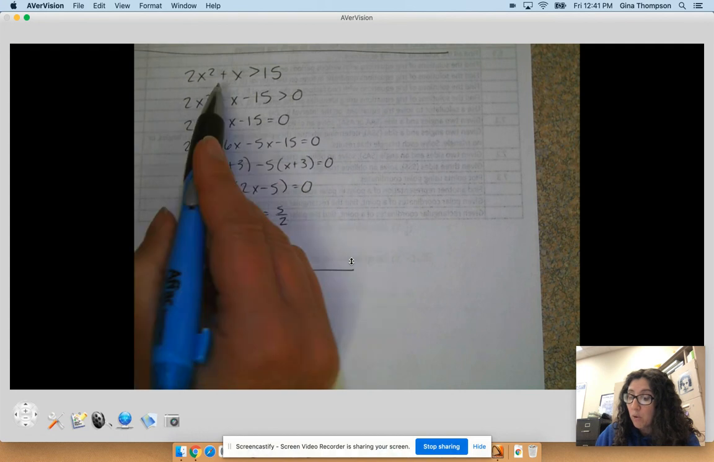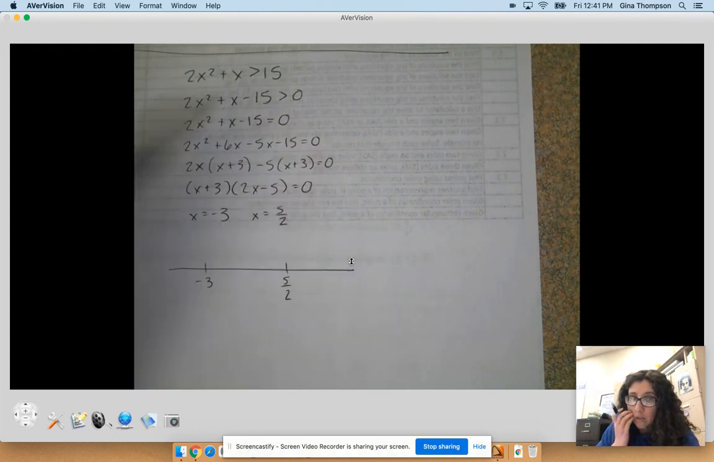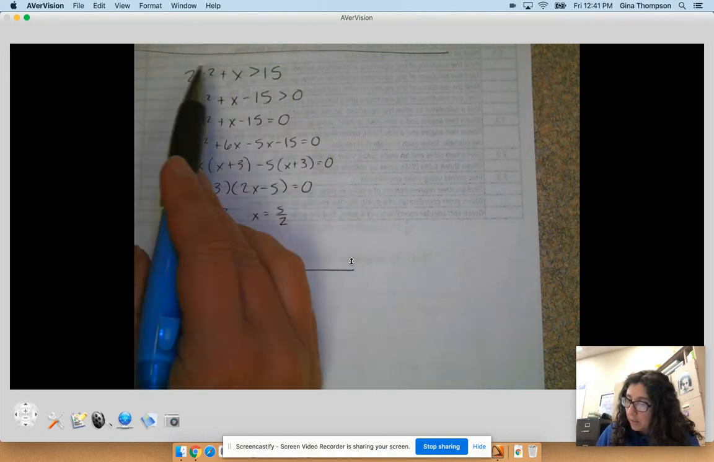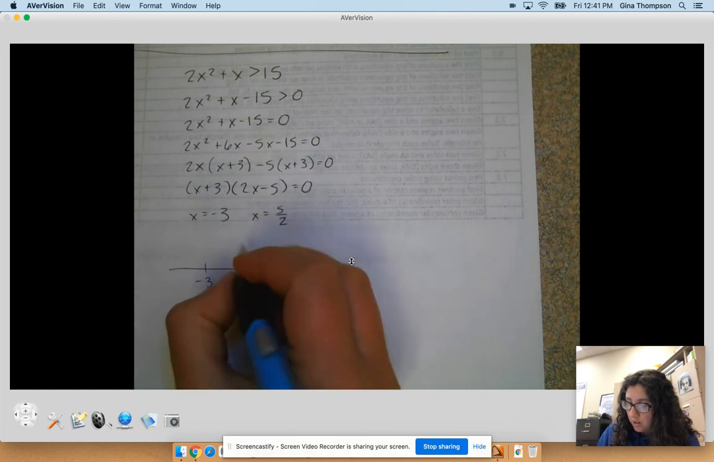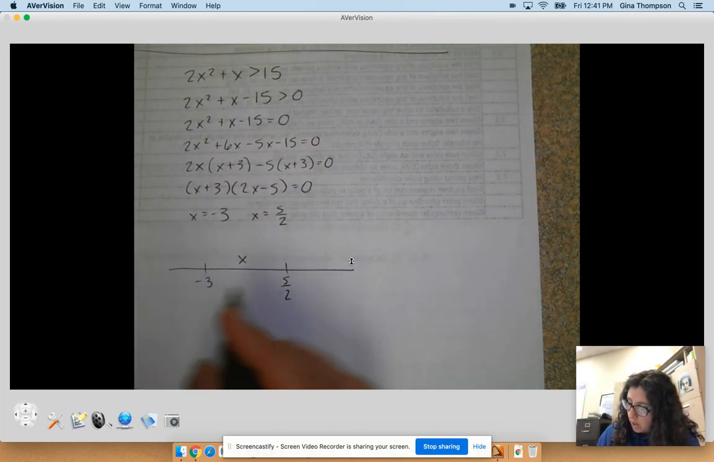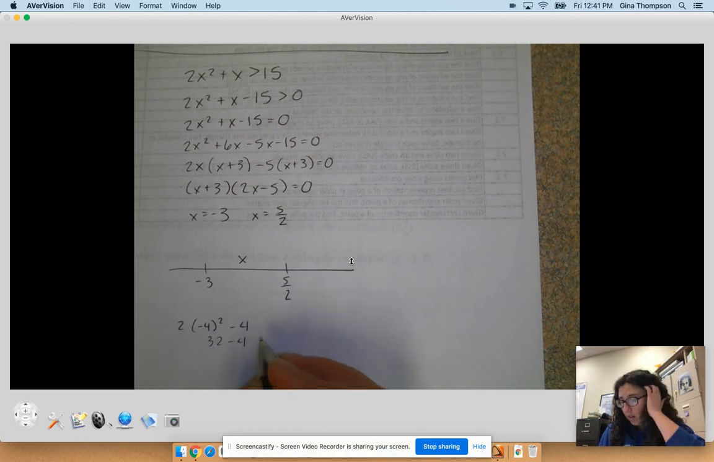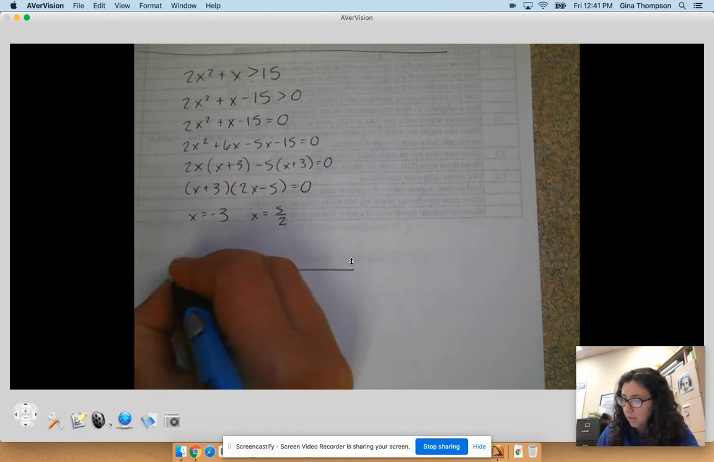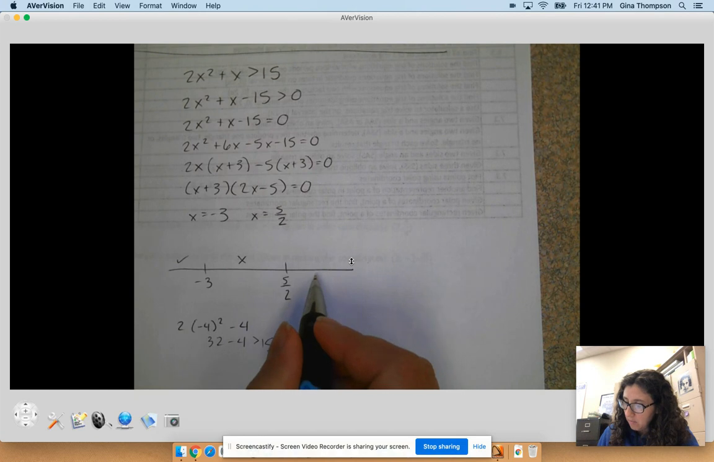I put it back into my original inequality and see if it makes it true. 0 plus 0 is greater than 15. No, it is not. How about negative 4? 2 times negative 4 squared minus 4. So this is going to be 32 minus 4. Is that greater than 15? Sure is.